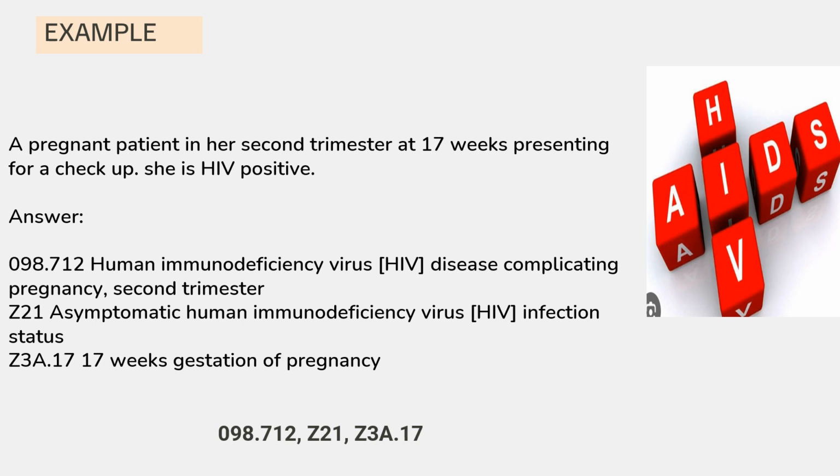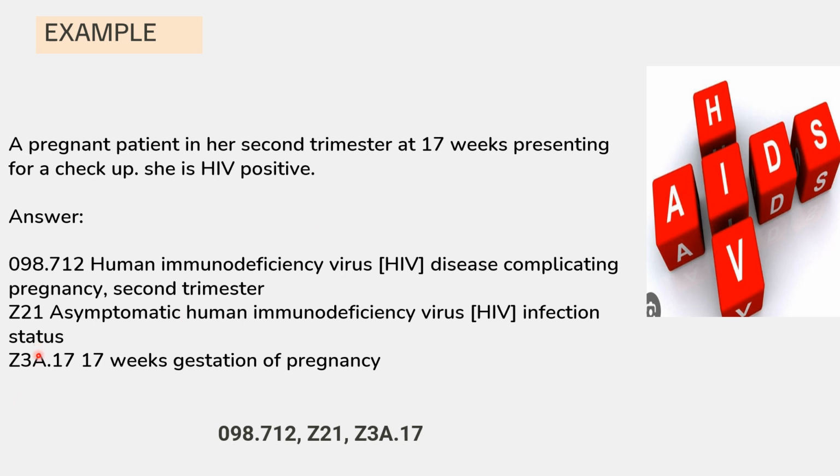This is complicating the pregnancy, and the last digit 2 stands for the second trimester. Then the second is Z21, that is asymptomatic human immunodeficiency virus. Why am I taking that? Because they have written only that the patient is HIV positive. They haven't mentioned whether she has developed an HIV related condition or the disease.